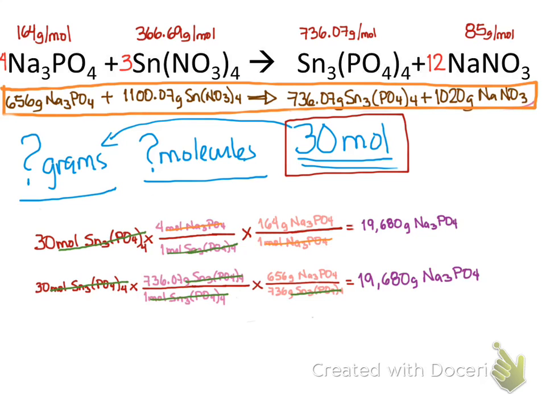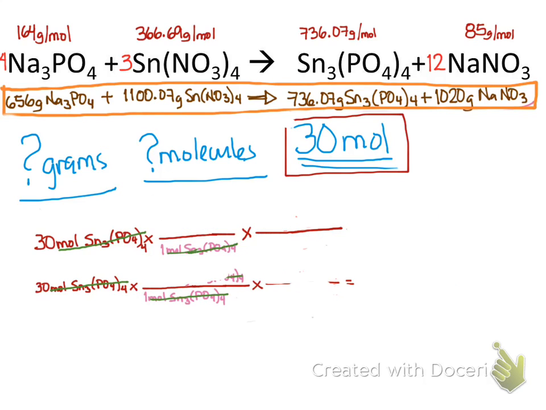I am still recording. I will solve the second part using the same 2 possible ways. Okay? This time we're going to cancel grams. Okay, now we're going to transform the 30 moles of tin phosphate into molecules of tin nitrate. Molecules.